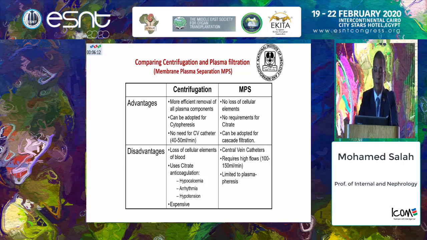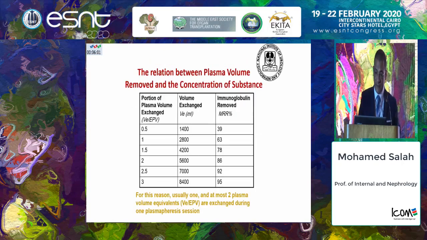While in membrane plasma separation, central vein catheters are required because it requires higher blood flow, not less than 100 to 150 milliliter per minute, and it is limited to plasmapheresis.